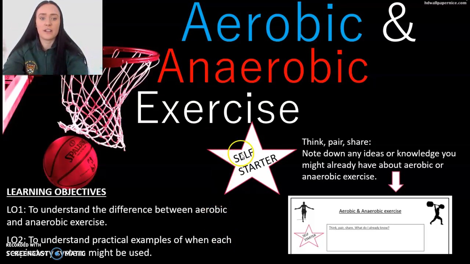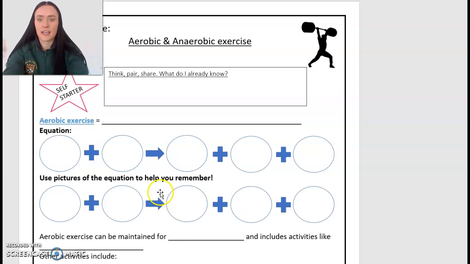So to start off with, we've got a nice clear self-starter here so that the pupils can just come in and crack on, sort of get their heads in the mindset of what we're going to be looking at today. They can think, pair and share with their shoulder partner, whoever they're sat next to on the table, any ideas or knowledge that they've already got about aerobic or anaerobic exercise. That's just on the top of the worksheet that I've created. So self-starter, think, pair and share, just any keywords, little short sentences about what those words might mean or any knowledge that they already have.